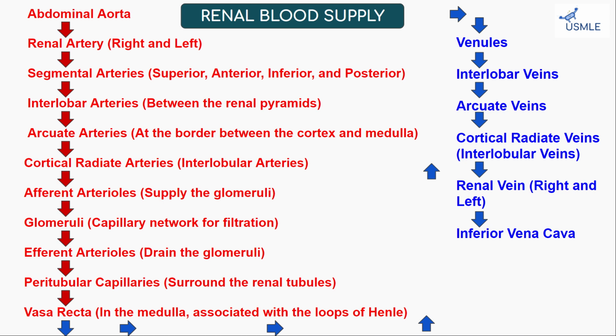The blood flow starts at the aorta, goes on to the renal artery, followed by the segmental artery, the interlobar artery, arcuate artery, interlobular artery or cortical radiate arteries, afferent arterioles onto the glomeruli, the efferent arterioles, peritubular capillaries, vasa recta, and so on and so forth, until it drains into the inferior vena cava. You will come across this in physiology as well.